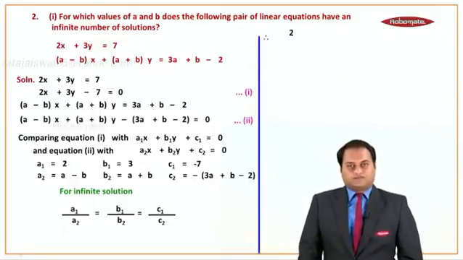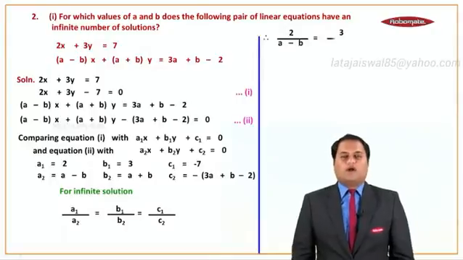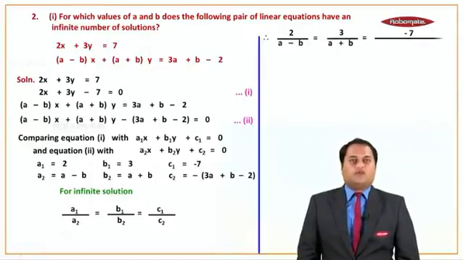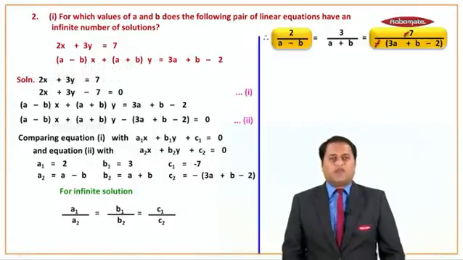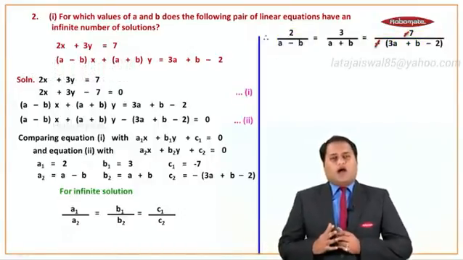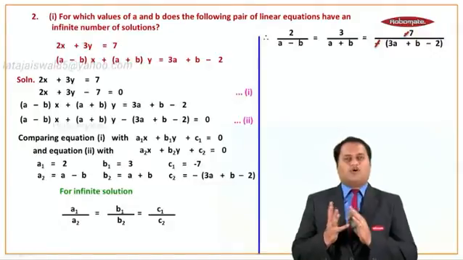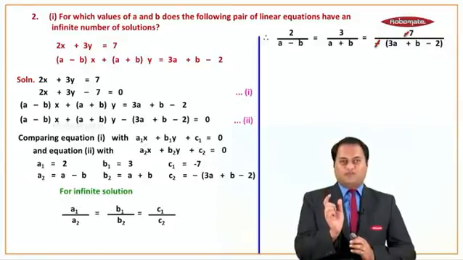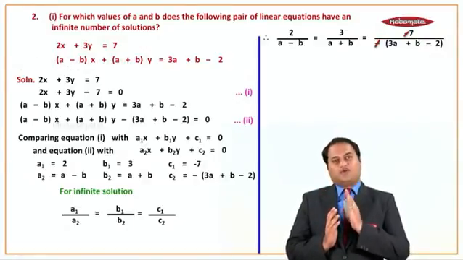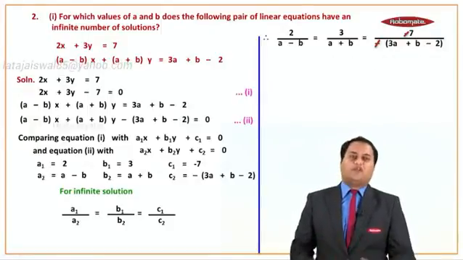What is a1? 2 upon, what is a2? a minus b is equal to b1 upon b2 is equal to c1 upon c2, right? In c1 upon c2, minus minus will become plus. Now you can either take the first and the third ratio, or the second and the third ratio, or the first and the second ratio. The choice is absolutely yours. We are supposed to find the values of a and b. Cross multiply, solve them and you will get the values.